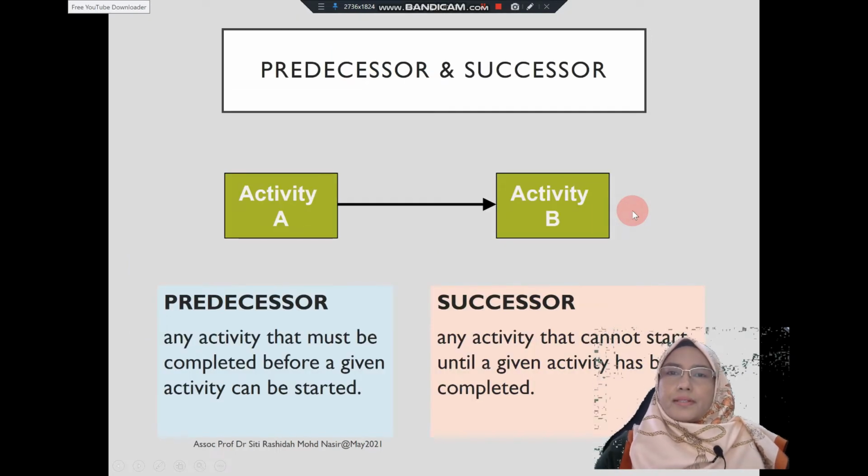For precedence diagram, there is a predecessor and successor. Predecessor means any activity that must be completed before a given activity can start. In this case, activity A is a predecessor of activity B. And successor means any activity that cannot start until a given activity has been completed. In this case, activity B is the successor of activity A.